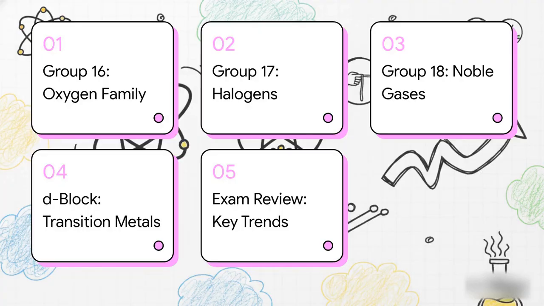So here's our game plan. We'll kick things off with the oxygen family, jump over to these super reactive halogens, and then the chill noble gases. After that, it's into the D block to see the transition metals, and we'll finish up with a quick review of the key trends you'll definitely want to know. Sound good? Let's get started.